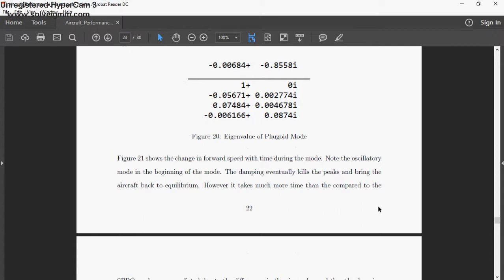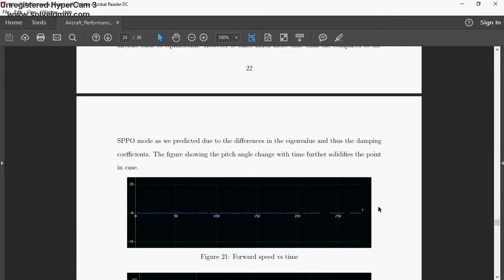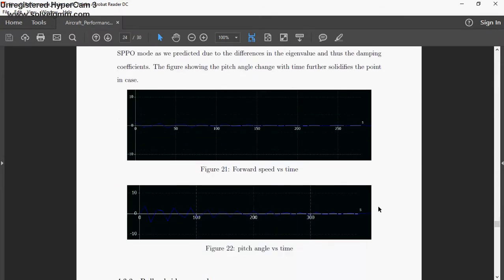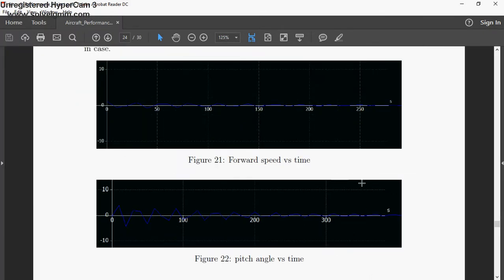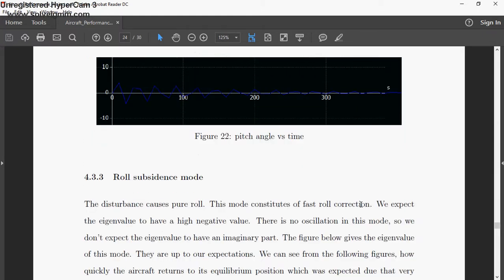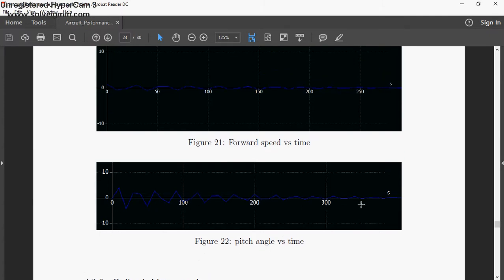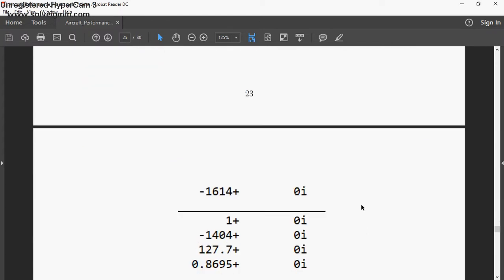Then moving on to phugoid mode, there is slow damping in there, so the eigenvalue would have a small negative term, and there's also oscillations. We expect an imaginary term over there. That's what we show over here, and you can see these graphs of forward speed versus time and pitch angle versus time, and see that slow damping and oscillation, but you see that the peaks are eventually killed off, but it takes a while.